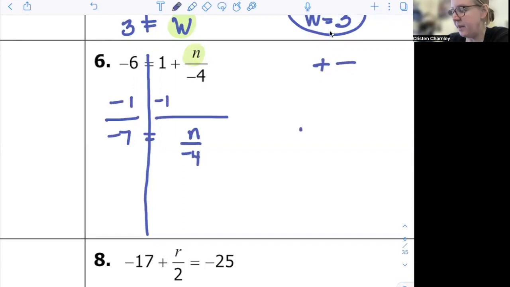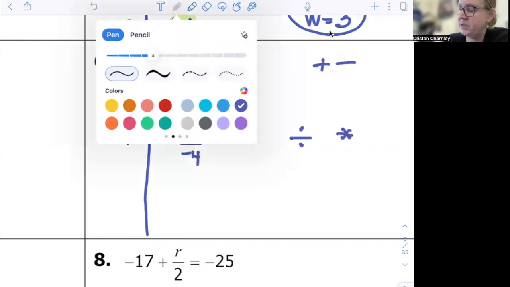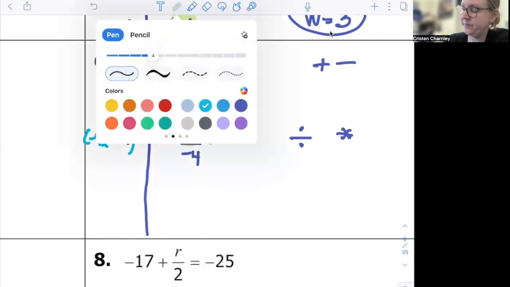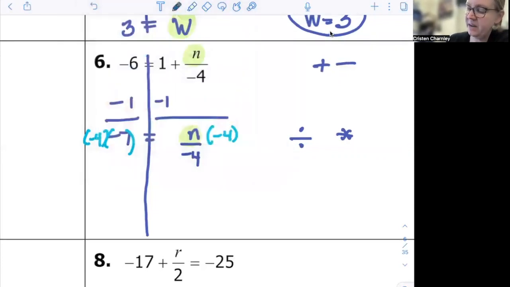Now, the opposite of divide is going to be multiply. So we're going to times both sides by -4. Remember that it's this variable n that we're trying to get by itself. So -4 times -7 is positive 28, which is equal to n.